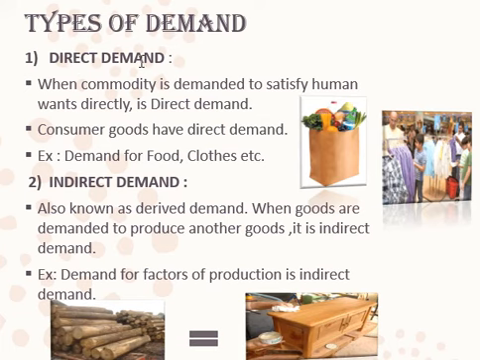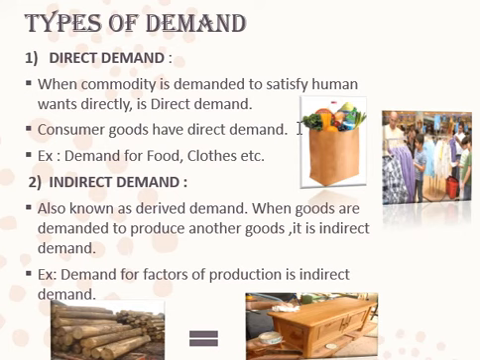Direct demand means this particular commodity is demanded to satisfy human wants very directly. You can say consumer goods have direct demand. For example, food that we eat, the clothes that we wear, the shoes, the umbrella, all these things are examples of direct demand. That means the consumer will purchase in order to satisfy themselves directly.